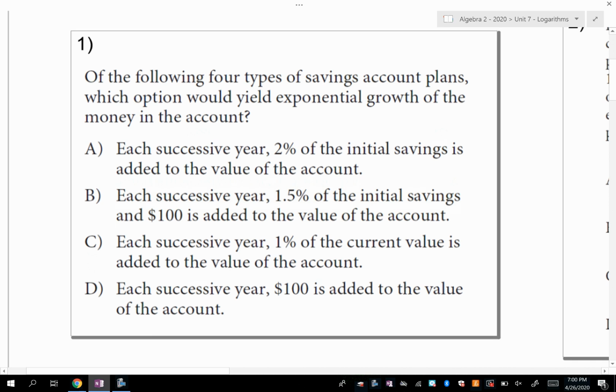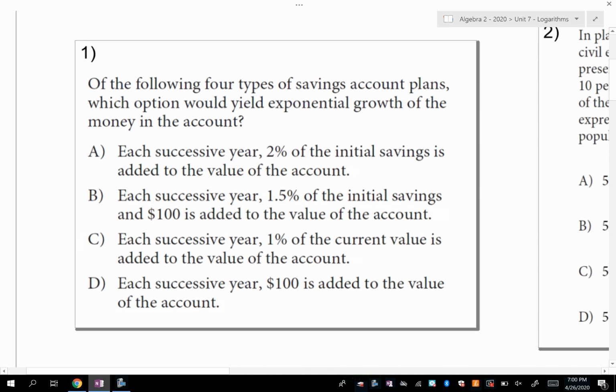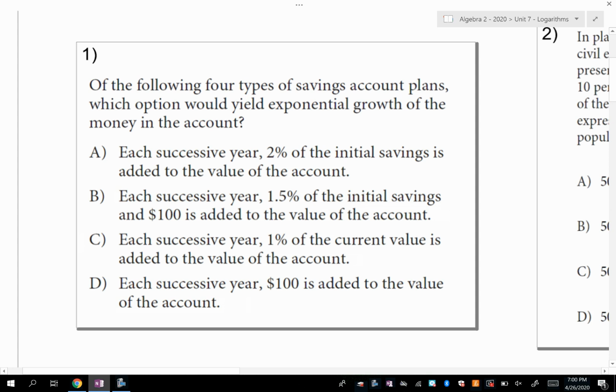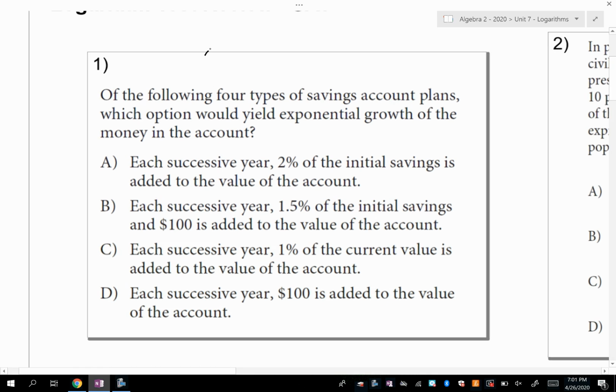Number one. This is looking at four types of savings accounts and which option would yield exponential growth of the money in the account. So again, if you're thinking about the formulas we've been using, this would be the amount at time t is equal to the initial amount times 1, and I talk about growth, so plus your rate, raised to a power of t. So that makes it exponential.